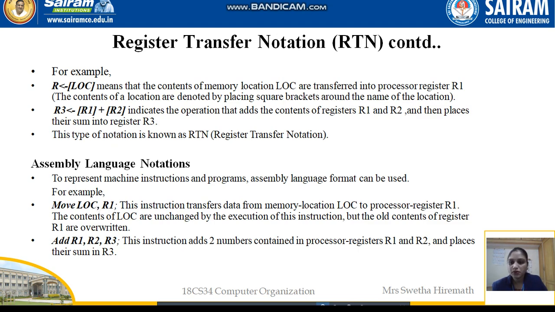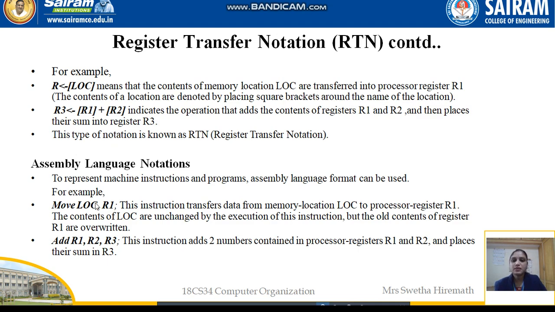Okay, so this is about a move operation, and the next instruction is add R1, R2 and R3. This instruction adds two numbers, whatever is stored in processor registers R1 and R2. They will be added and the result will be stored in R3. So this instruction adds two numbers contained in processor registers R1 and R2 and places their sum in R3.